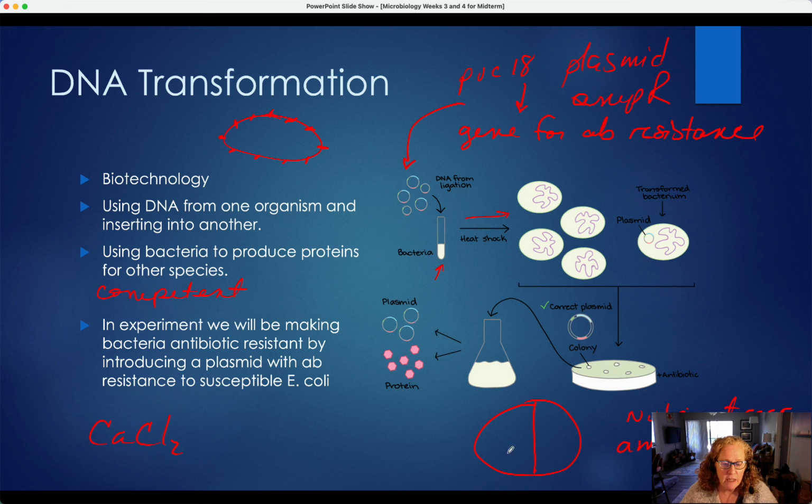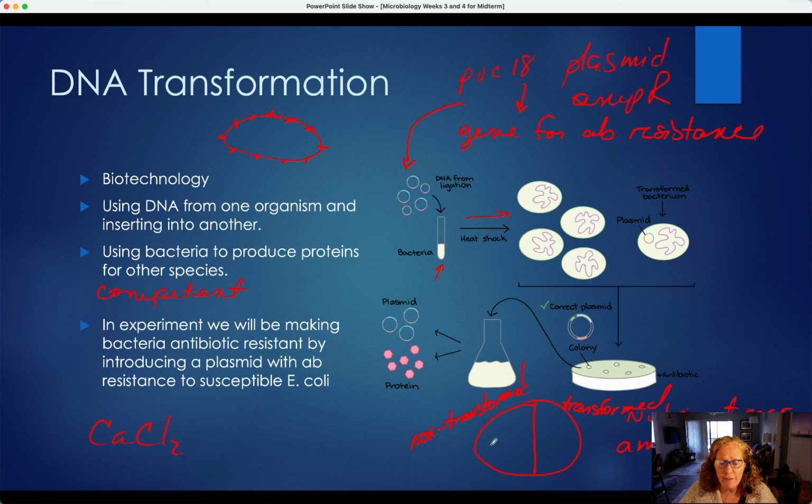So when we plate this, we have on one side non-transformed bacteria. This is bacteria that went through all of the same transformation steps, just with water instead of a plasmid, kind of like a negative control. Then we have our transformed bacteria. These are bacteria that went through the transformation process, but they did so with a plasmid, not with water. So it would be like a positive control.